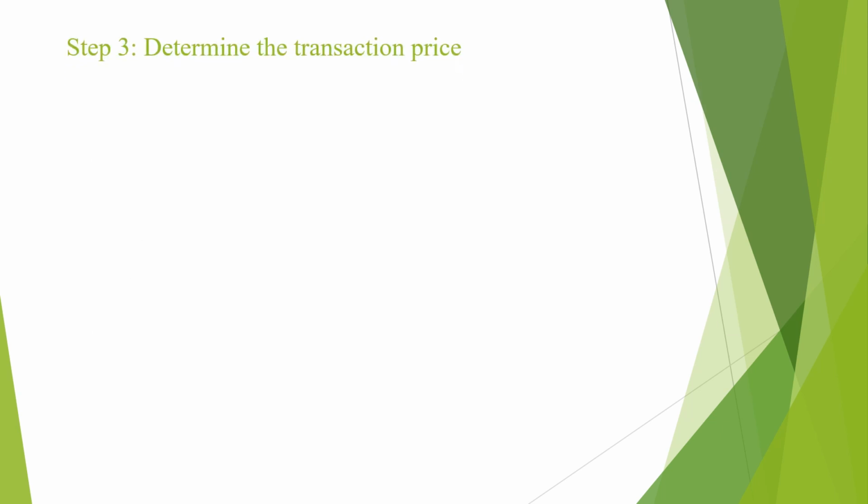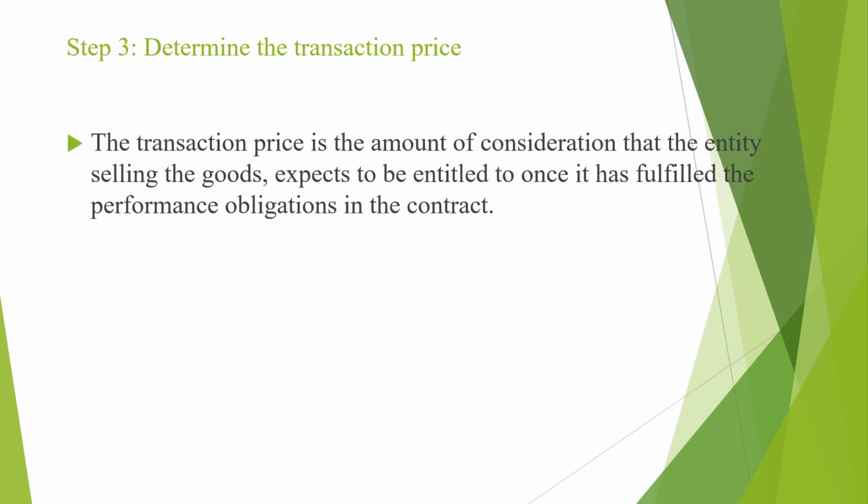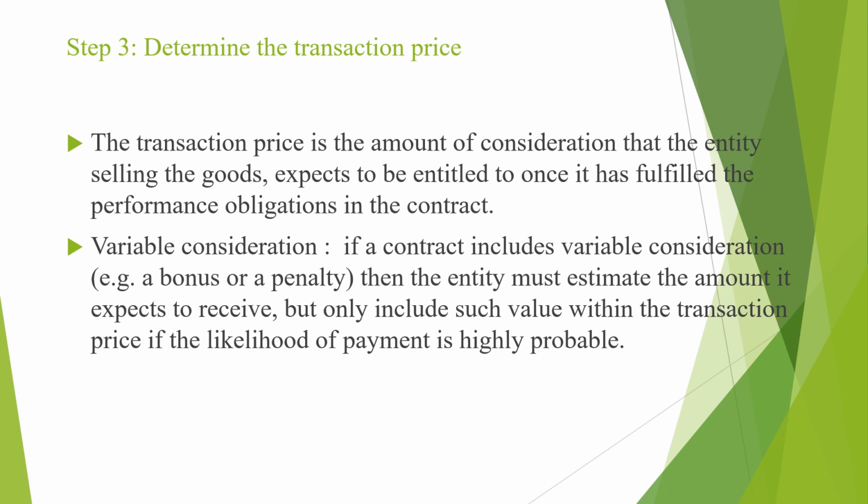The third step is to determine the transaction price. Okay, now transaction price is the amount of consideration that an entity which is selling the goods expects to be entitled to once it has fulfilled its performance obligation. So whatever is the consideration which it thinks it is entitled to if it provides the goods and services is nothing but the transaction price. So the third step is to determine the transaction price.